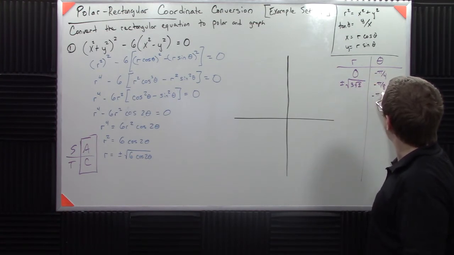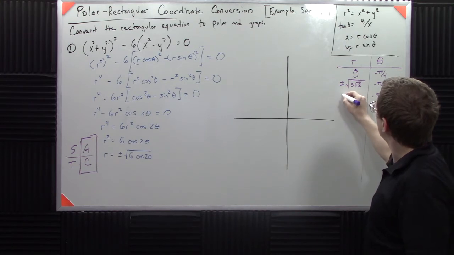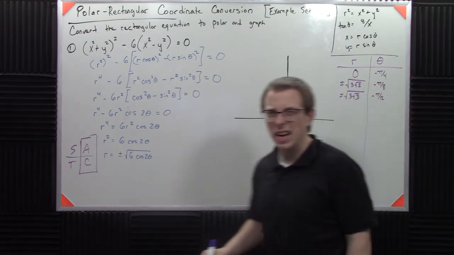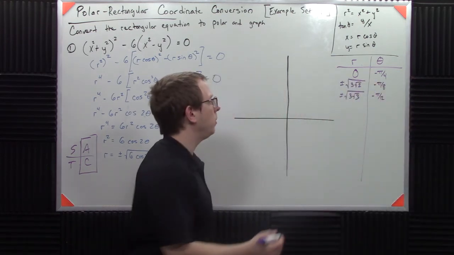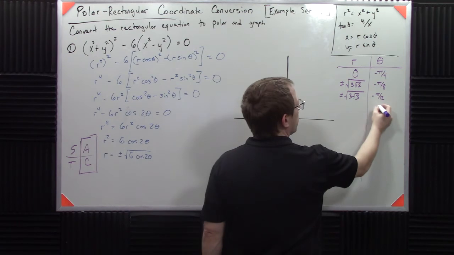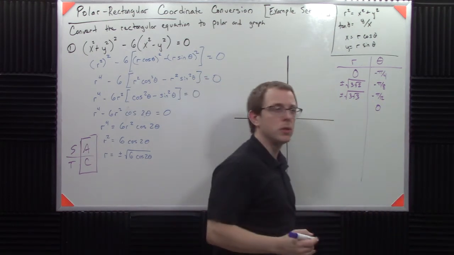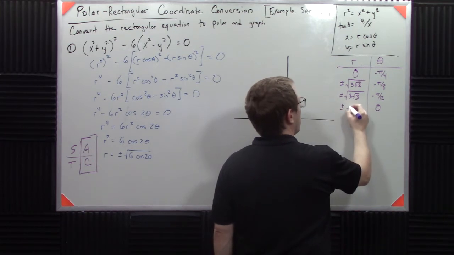If it's negative pi over 12, it's going to be plus or minus 3 square root of 3. That's kind of nasty, right? I know, I get it too. When theta goes up to 0, cosine of 0 is 1, so this is plus or minus square root of 6.